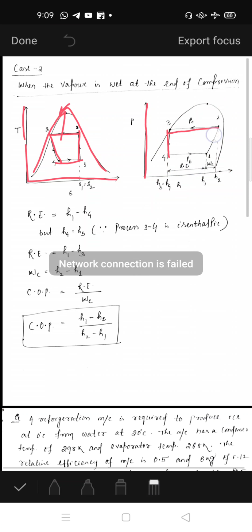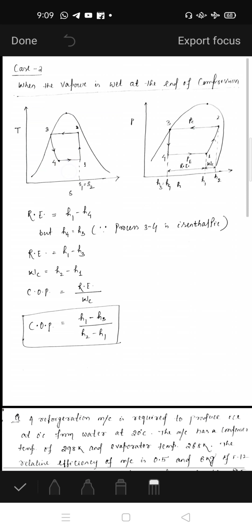Let me clear all the diagrams. So our aim is to find the COP. COP means refrigeration effect divided by work done by the compressor. So first our aim is to find the refrigeration effect, and you know refrigeration takes place in the evaporator, and evaporation takes place in process 4 to 1. So what is the refrigeration effect? It is the change in enthalpy between 4 to 1, means higher enthalpy minus lower enthalpy. So here refrigeration effect is H1 minus H4, but you know as H4 and H3 are equal, the refrigeration effect will be H1 minus H3.